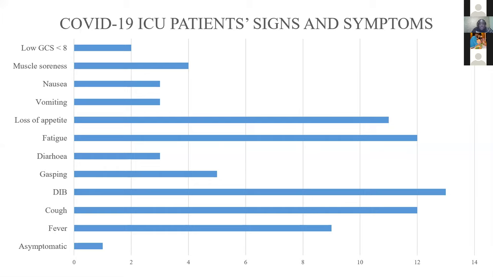In terms of the signs and symptoms that these patients presented with, the most common symptom among all the patients in our critical care unit was difficulty in breathing, cough. They also complained about fatigue, inability to feed, and fever was also a symptom. We had a few cases that came in gasping, and these are some of the patients who are attributed to mortality.